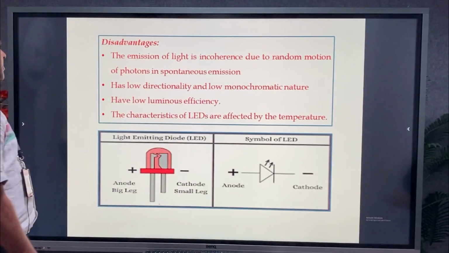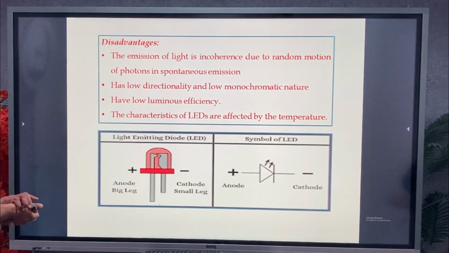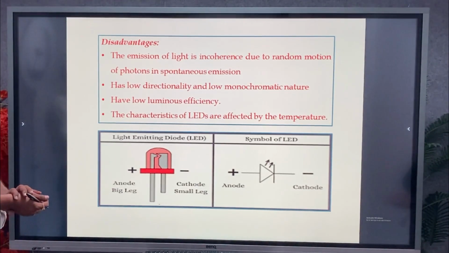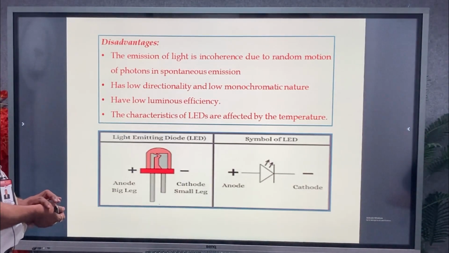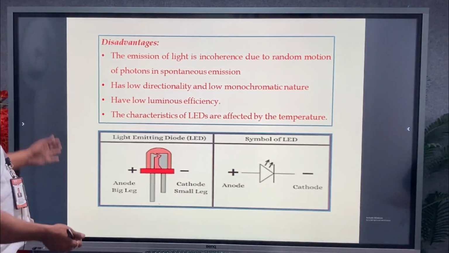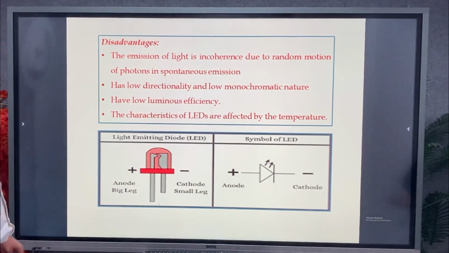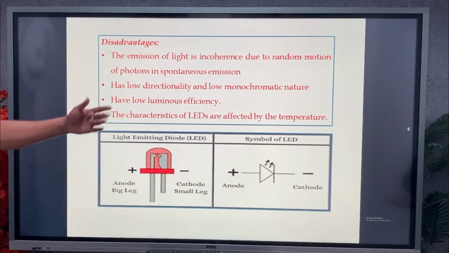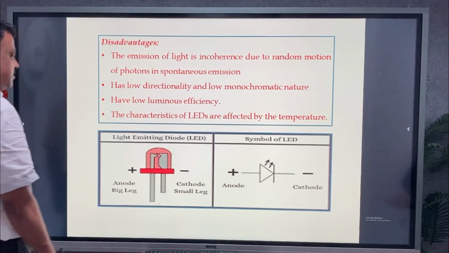Next, disadvantages. Emission of light is incoherent due to the random motion of photons in spontaneous emission. This is the biggest disadvantage of the LED. The LED works by spontaneous recombination, so the radiation is incoherent. Incoherent radiation means it has low directionality, low monochromatic nature, and also low luminous efficiency. The characteristics of every LED are affected by temperature. These are temperature sensitive devices.